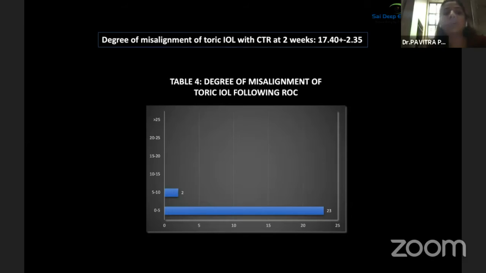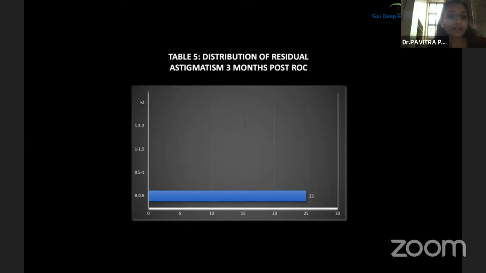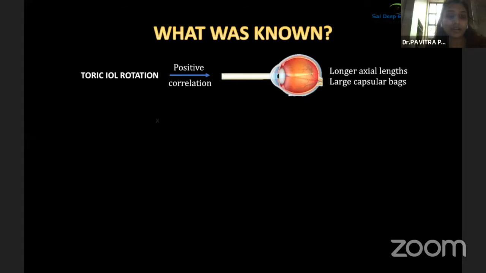basically this graph shows us the degree of misalignment of the toric IOL post-ROC. All of these patients showed a residual misalignment of less than 5 degrees in 23 eyes, and 2 eyes had a degree of misalignment between 5 to 10 degrees. And all of these patients had a residual astigmatism less than 0.5 post reverse optic capture.